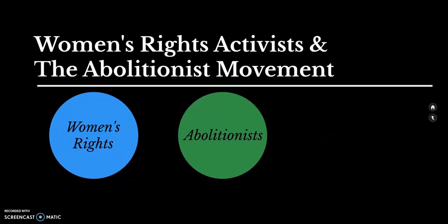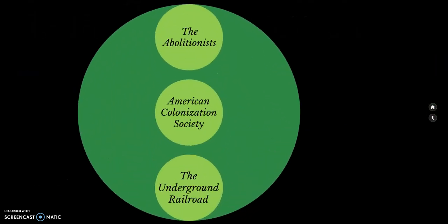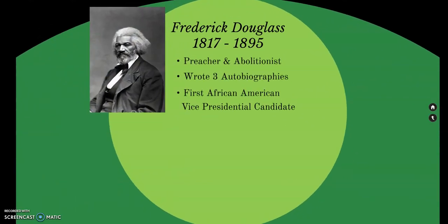The abolitionists. Frederick Douglass. Frederick Douglass was the most prominent abolitionist. He was a former slave and a preacher. He wrote 3 autobiographies and was the first African-American vice presidential candidate.